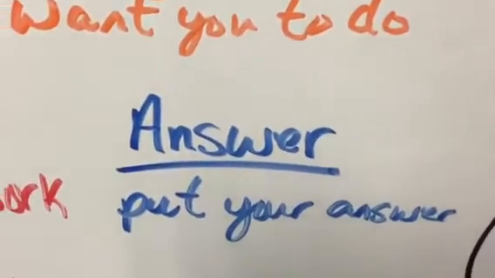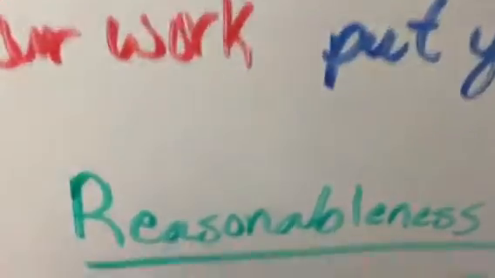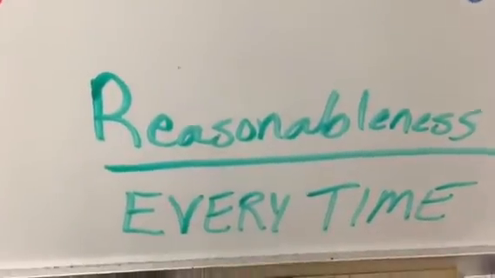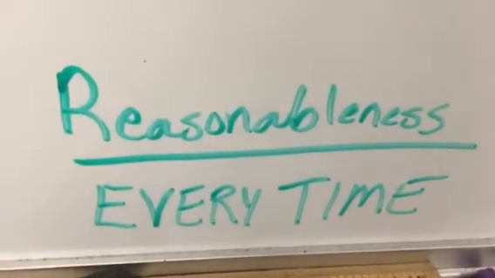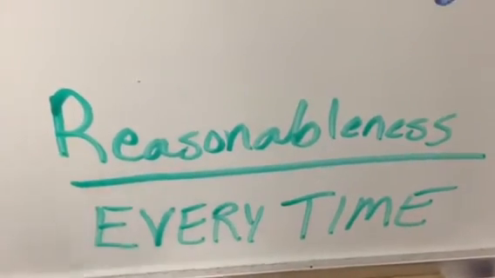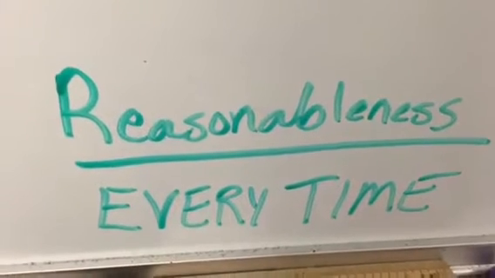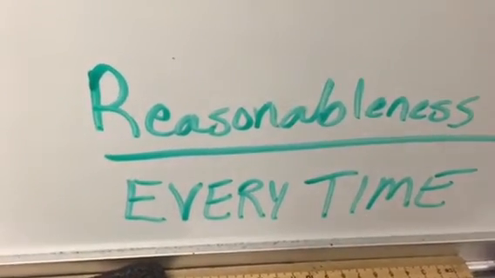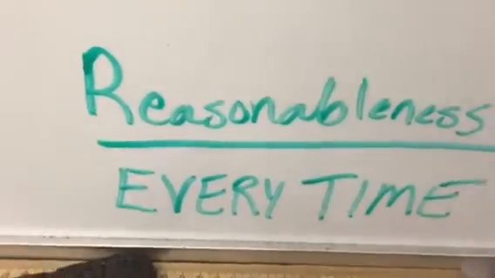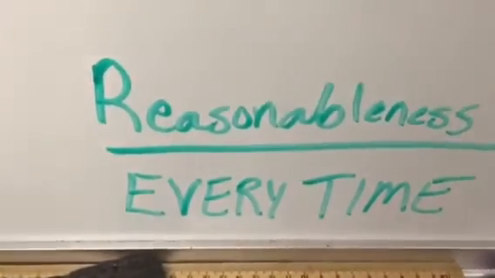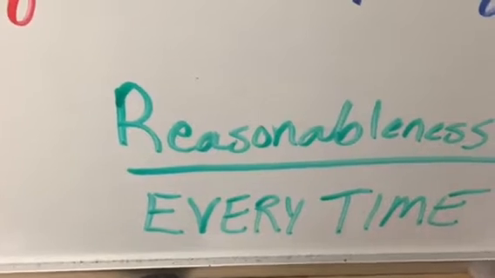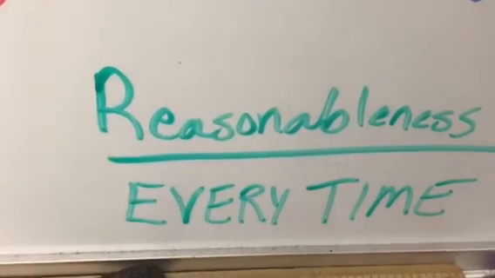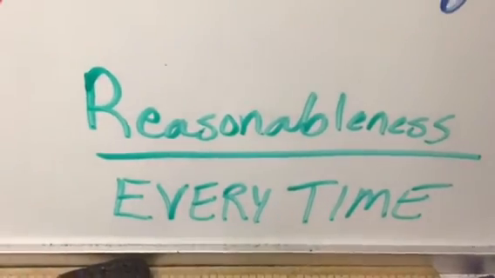Then you put your answer down, and here's the most important one. Check for reasonableness every time. How do we do that? We're going to use the opposite operation for division. It becomes multiplication. So we'll just take our answer and multiply it by the divisor, and if we get the dividend, then we know we're right.